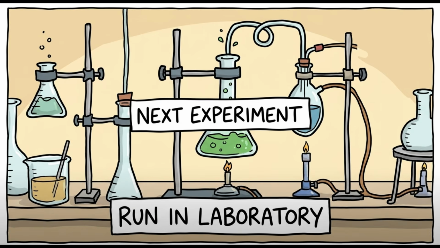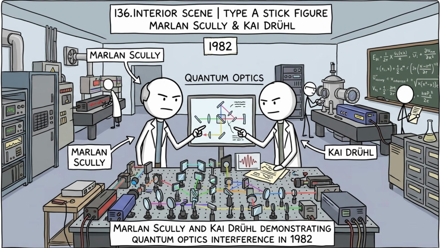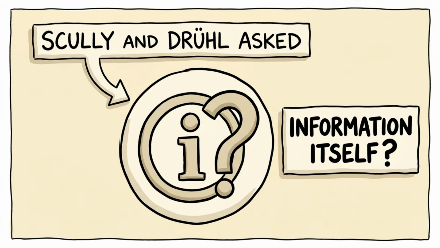The next experiment was run in a laboratory. Number 6. The Delayed Choice Quantum Eraser. In 1982, Marlan Scully and Kai Drühl were chasing a narrow technical question in quantum optics. The textbook explanation for why which-path information destroys an interference pattern was mechanical disturbance. You bounce something off the particle, you kick it, the pattern smears. Scully and Drühl asked whether the information itself was doing the work.